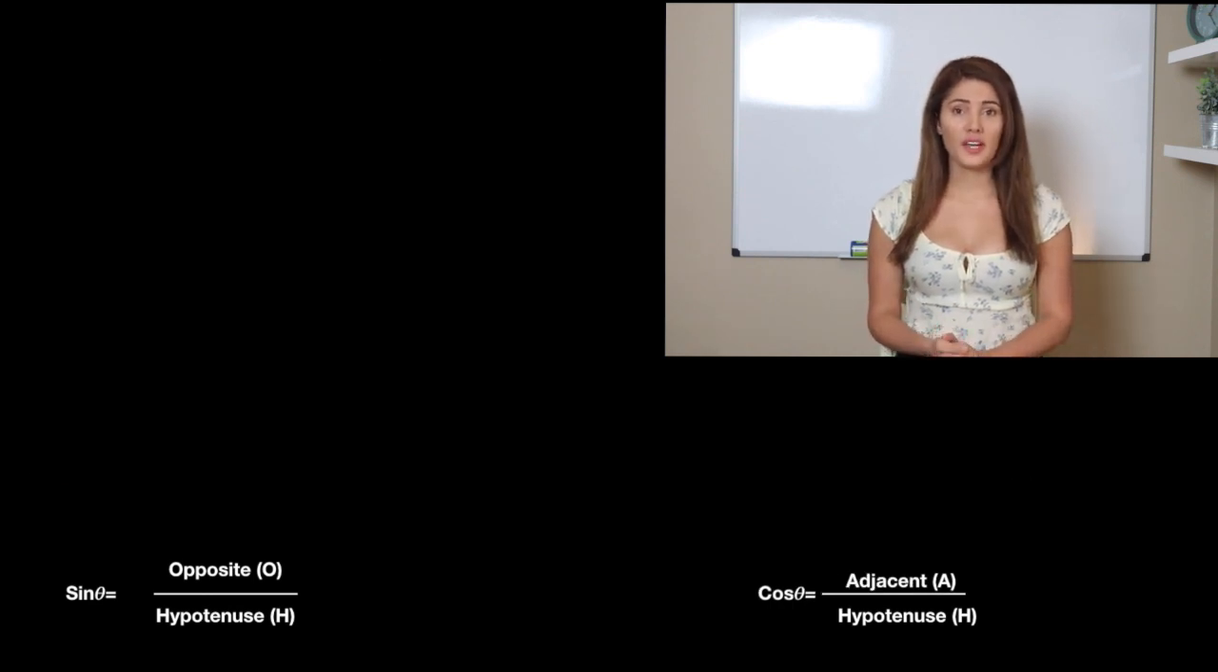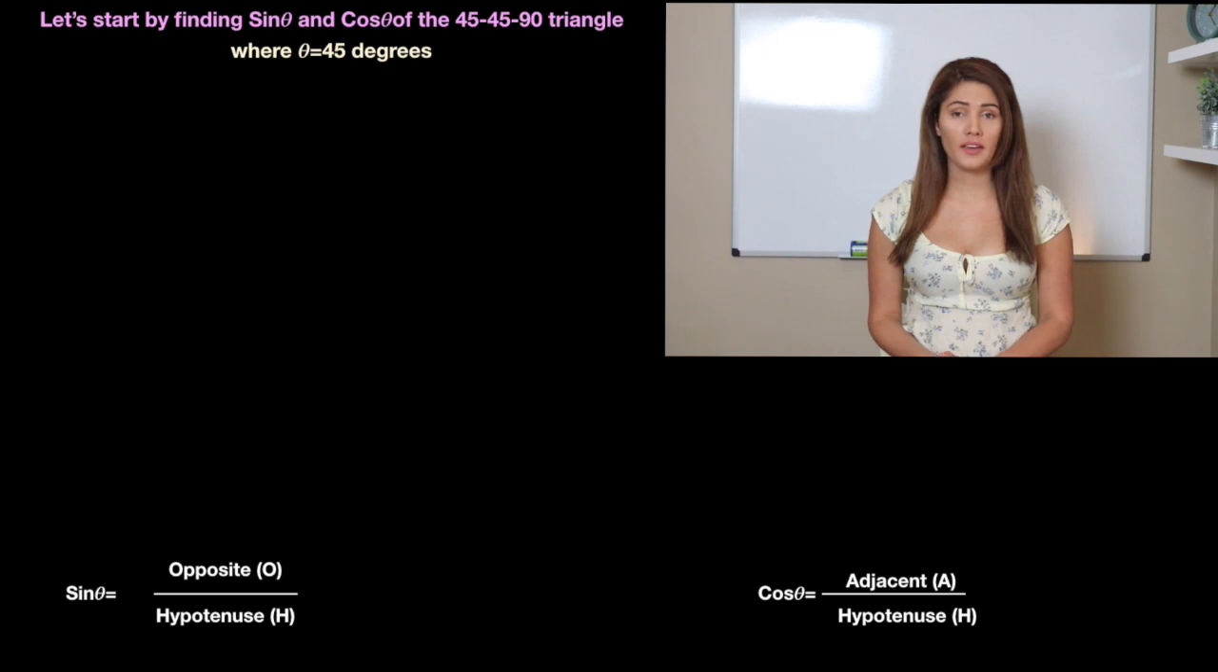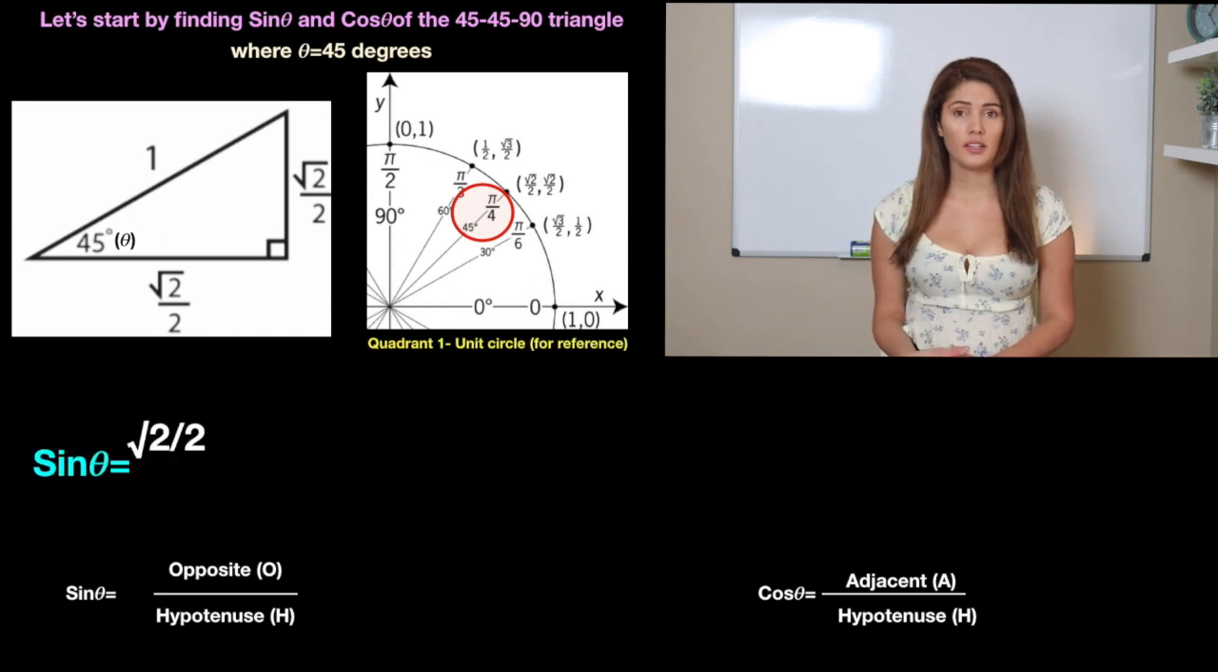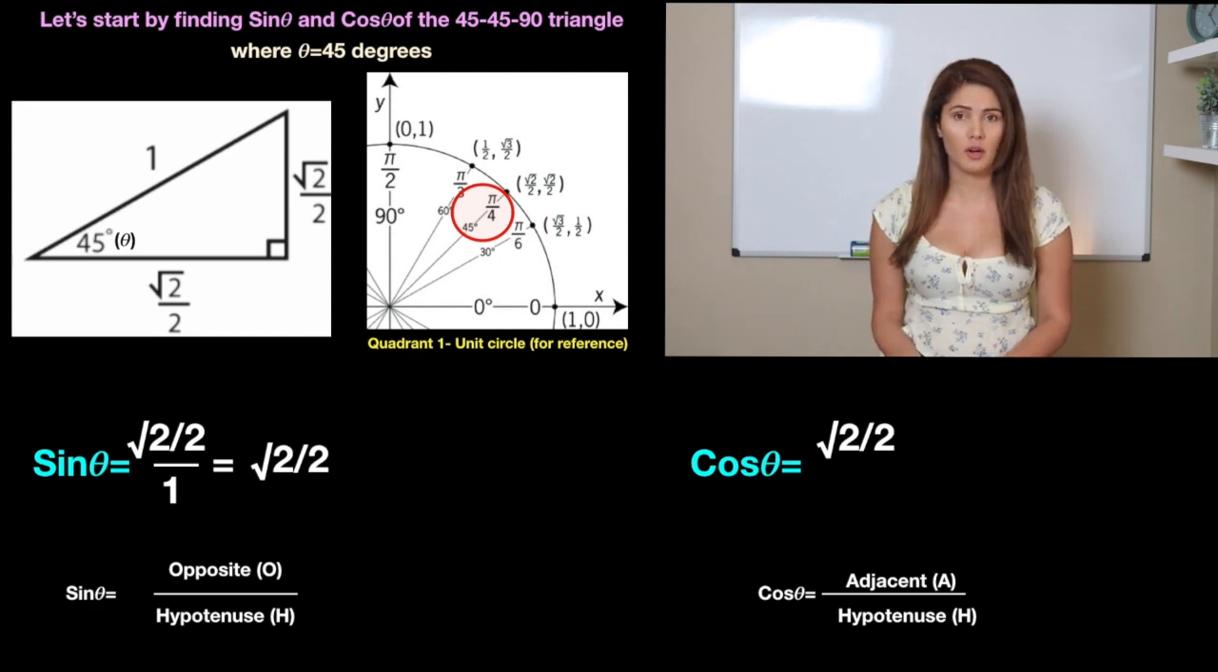Now let's find cosine theta and sine theta, where theta is equal to 45 degrees. Well, sine theta is equal to opposite over hypotenuse, so root 2 over 2 divided by 1, which is root 2 over 2. And cosine theta is equal to adjacent over hypotenuse, so root 2 over 2 divided by 1, which is root 2 over 2.